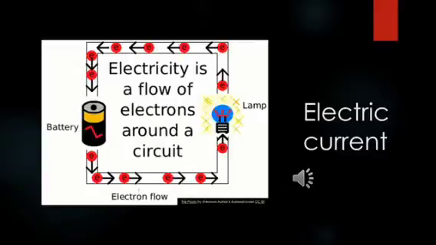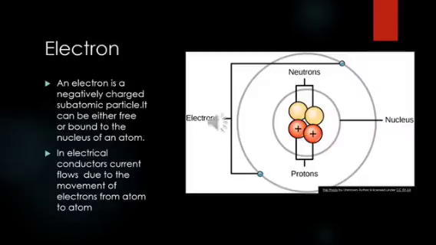Now, when we say electricity, it is a flow of electrons around a circuit, right? So what is this flow of electrons? What do we mean by the word electrons? As I told you, electricity is the flow of electrons, right? Now, what is this electron?